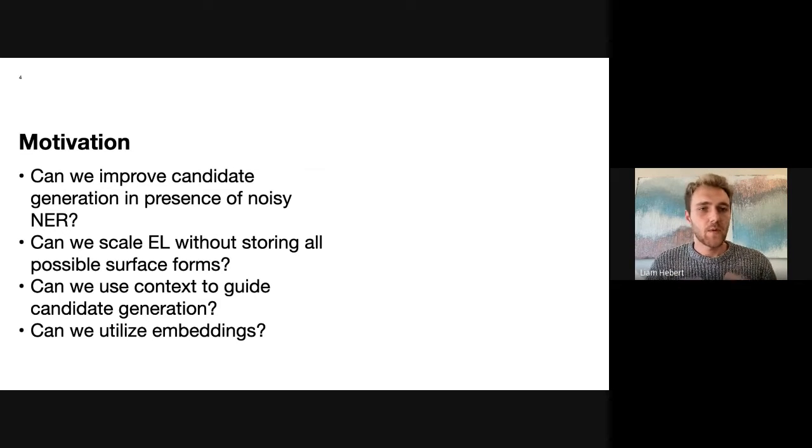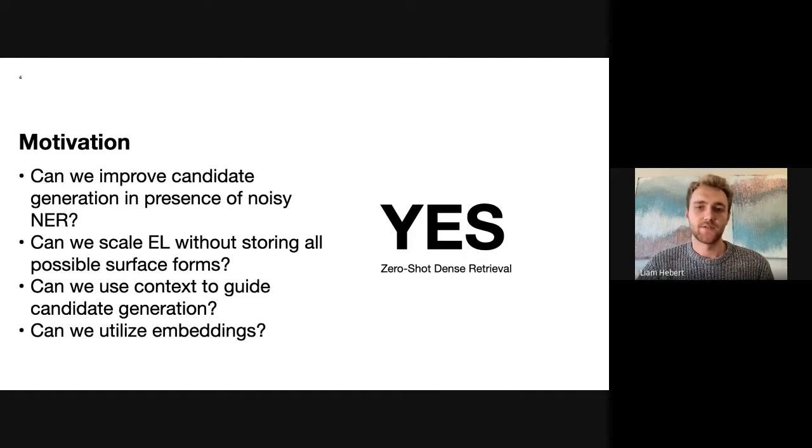First, we wonder, can we improve candidate generation in the presence of noisy and not perfect NER? Can we scale entity linking without storing all the possible surface forms that something could refer to? Could we use context to guide candidate generation? And could this all be powered by embeddings? The answer to all these questions is yes, and that is zero-shot dense retrieval.